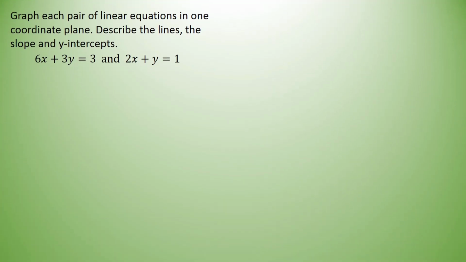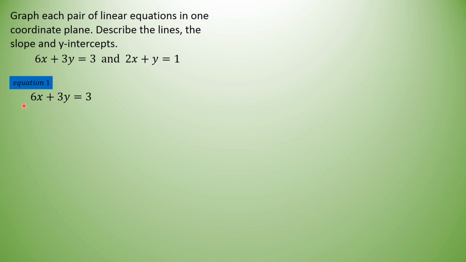Let us have another example. 6x plus 3y equals 3 and 2x plus y equals 1. So again, the instruction is to graph each pair of linear equations and then we're going to describe the lines, slope, and y-intercepts. So ang ating first equation ay 6x plus 3y equals 3.